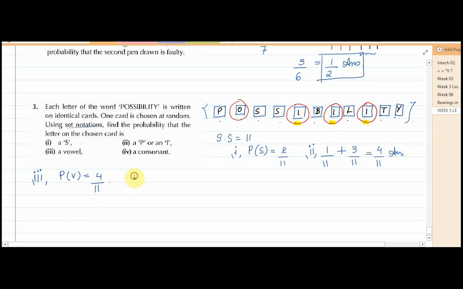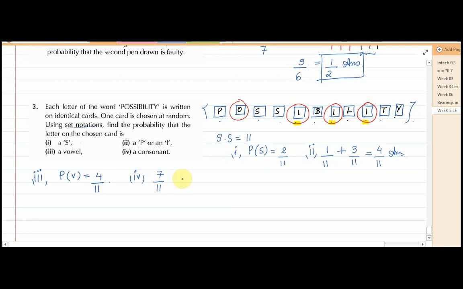Last part. Now there are 2 ways to attempt the last part. Consonant. The cards without the red marks are basically your consonants, and by definition consonants are those alphabets that are not vowels, right? So P, S, S, B, L, T, Y, they all are consonants. You can count them, so they will be 7 over 11. That is your consonants possibility.